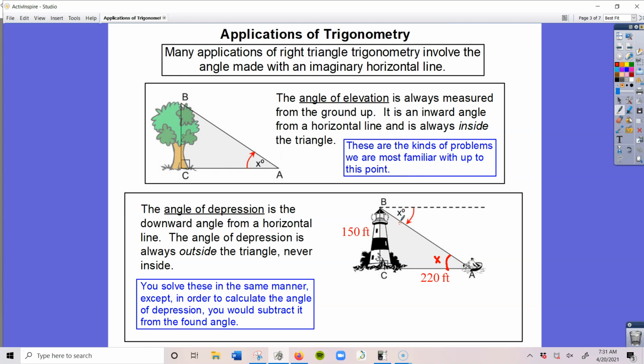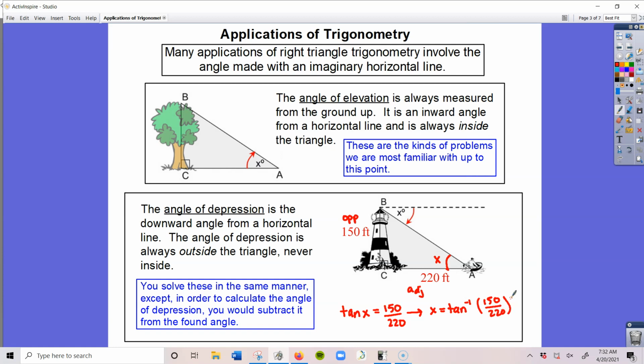So whatever your angle of depression is, that's actually going to equal the angle of elevation from the bottom on the other side. So if I wanted to solve for what this angle is equal to, this is the opposite side, this is the adjacent side, so this means that we would use tangent. So the tangent of x is going to equal the opposite, which is 150, over 220. To solve for x, we would apply the inverse tangent. So the inverse tangent of 150 over 220.